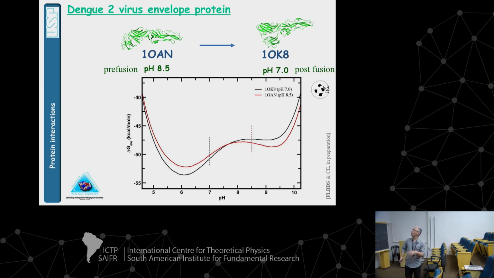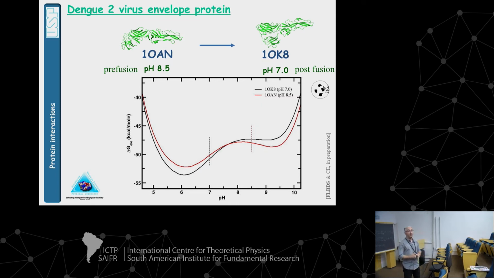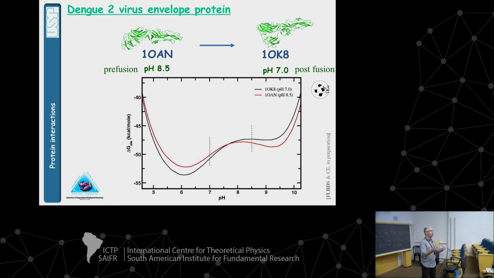So just to show you some results with dengue, that's a Brazilian problem, we took 2 structures that were available on PDB, and we wanted to check if the titration results could be used to predict the solvation free energies. And they were making sense when you compare to the experiment. So we know that this specific structure here is more stable at a pH of 8.5. And this other structure here, the post-fusion one, is more stable at 7.